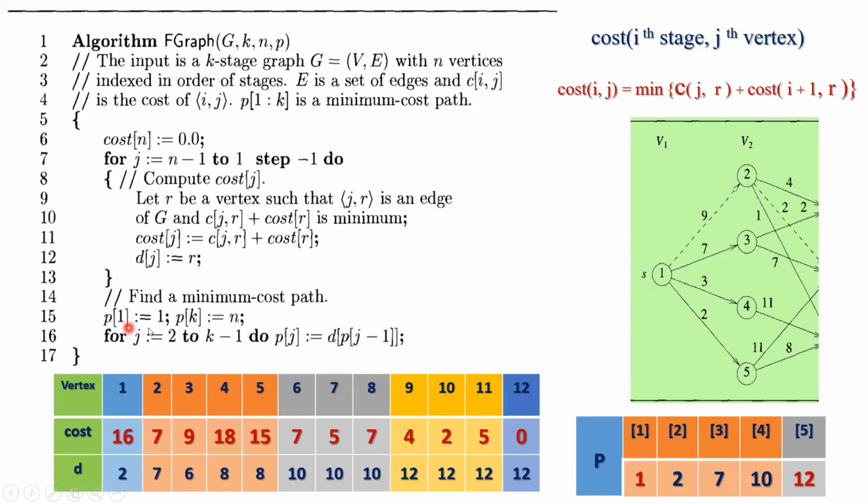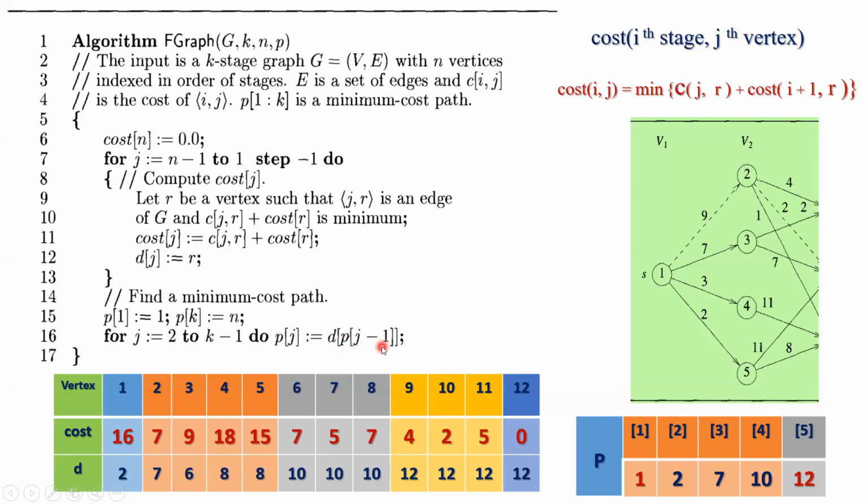Okay. So P of 1 equals 1, P of k equals 5. Here n is the number of vertices, that is 12. Once it is initialized, we shall repeat this for loop in 1 minute. So from 2 to k minus 1, so from 2 to 4 only remaining. So what to write? P of j, which means P of 2 because j value is 2, equals d of, first I shall calculate the value of the inner index.